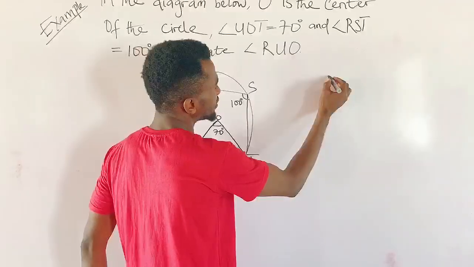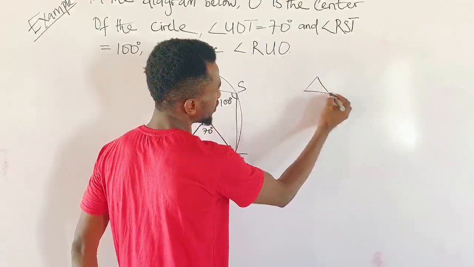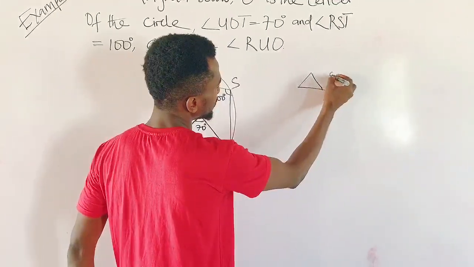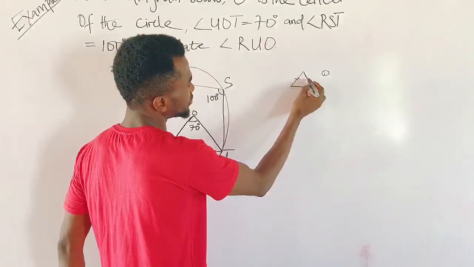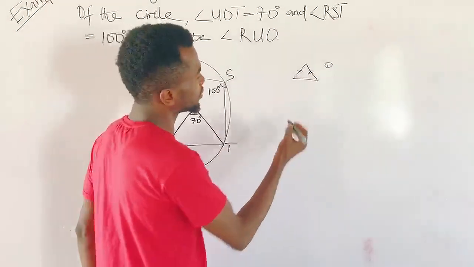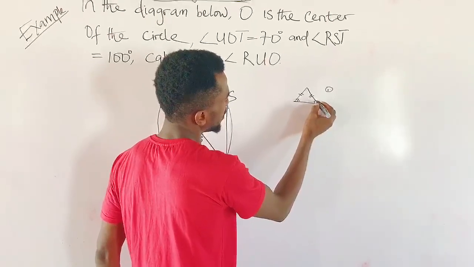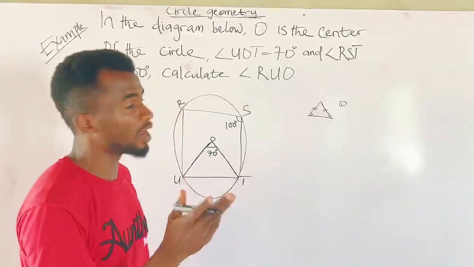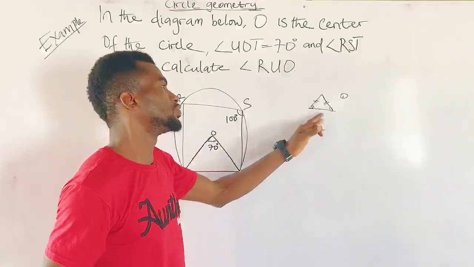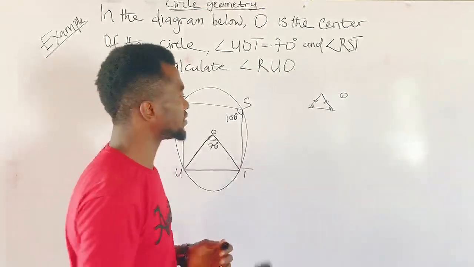Now, we should not forget our triangle. The first one I want us to know is theory of the triangle number 1, which is the isosceles triangle. We know our isosceles triangle. An isosceles triangle is a triangle that has two sides equal and two base angles equal. We should have that in mind.